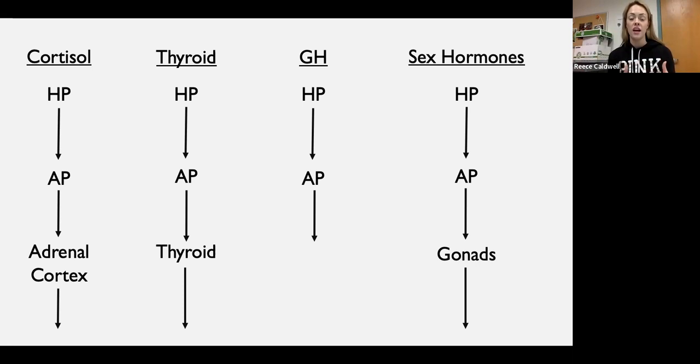The thyroid hormone specific endocrine gland is the thyroid gland. The sex hormone specific endocrine gland is the gonads. So in females, it would be the ovaries, in males, the testes. And then we don't state a specific endocrine gland for the growth hormone because growth hormone can be sent to many different areas of the body.